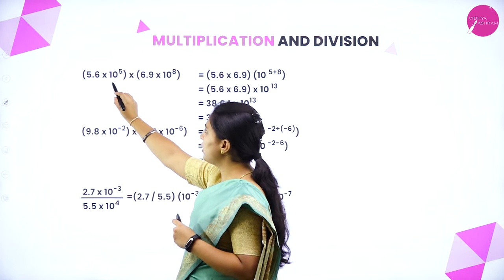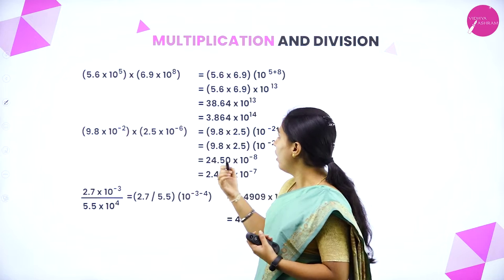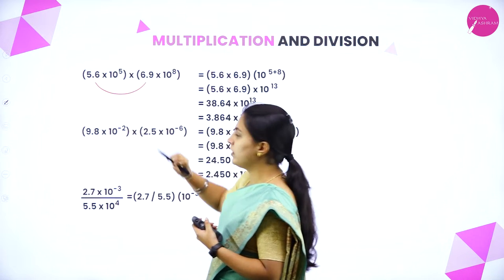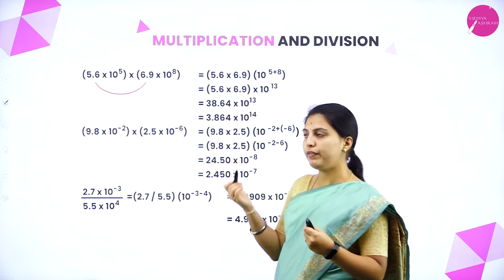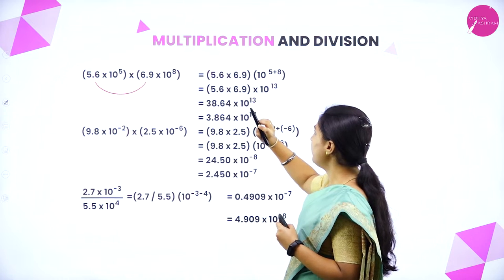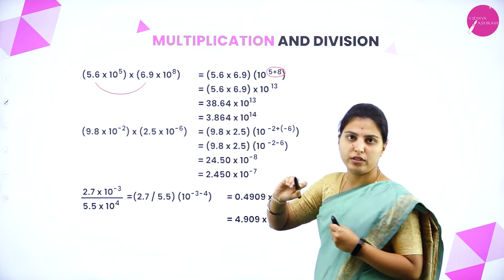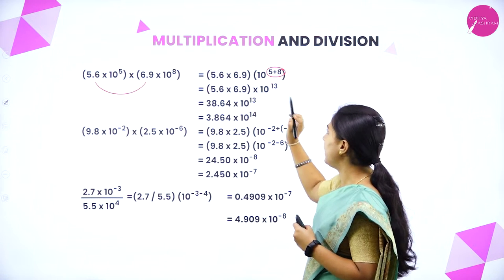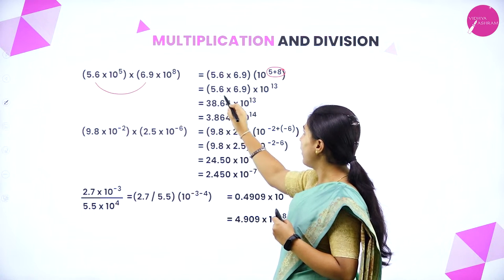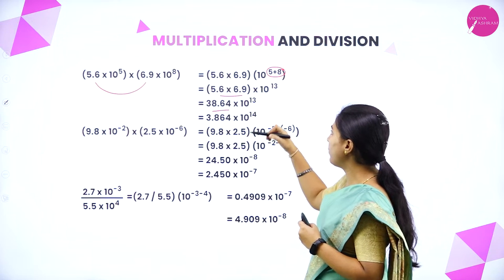See here, 5.6 into 10 to the power of 5 into 6.9 into 10 to the power of 8. You have to multiply. First you have to take this and this number, and find the product of the coefficients, 5.6 into 6.9. In multiplication you have to add the exponents. 5 plus 8, it will take 10 to the power of 13. For this value it will come like this: 38.64 into 10 to the power of 13.